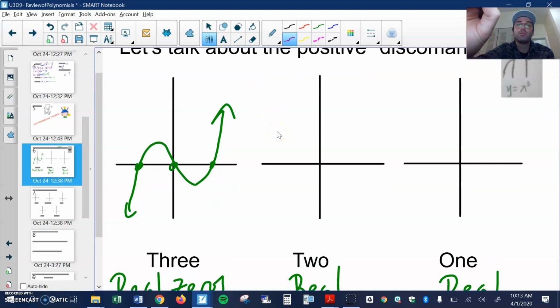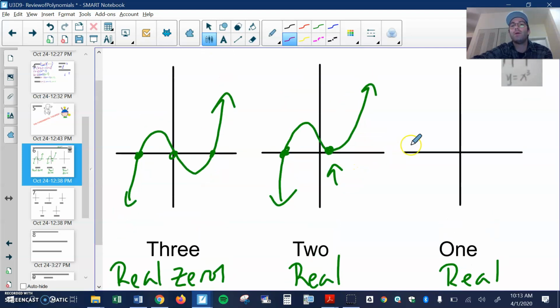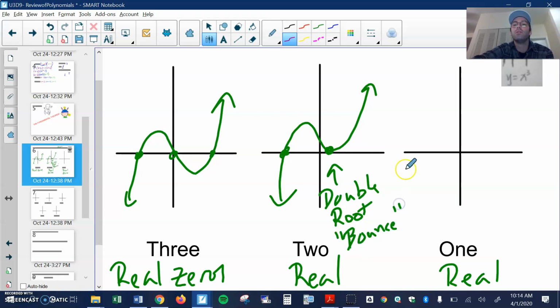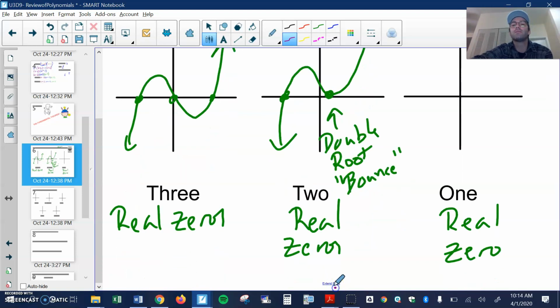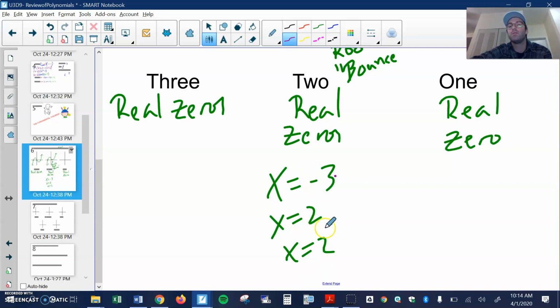If I have 2 real zeros, 1, 2, this could look something like that. This could be a real zero. This could be 2 real zeros, or there's another option as well. This is called a double root. Whenever there's a bounce on our graph like that, that indicates a double root. So what would that look like? Like if I had x equals -3 and x equals 2 and x equals 2. If x equals 2 appeared twice, that's what a double root is.